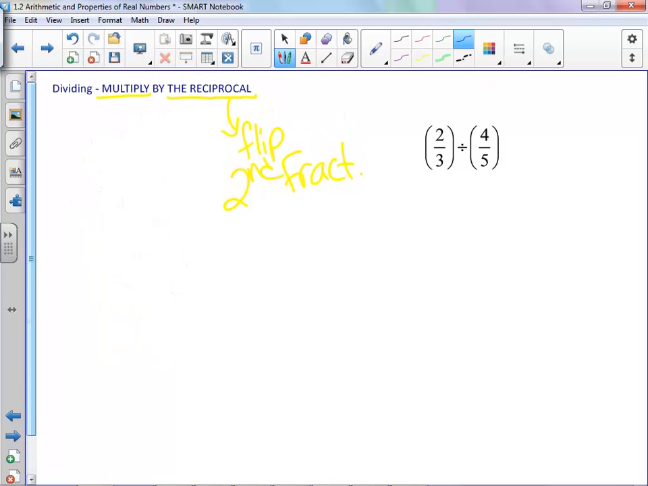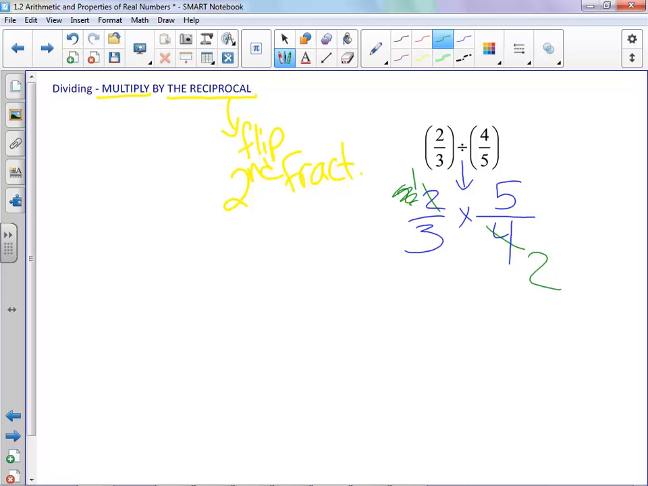This second one, same idea. This first fraction stays. Division becomes multiplication, and you flip the second fraction. And this is all for section 1.2.